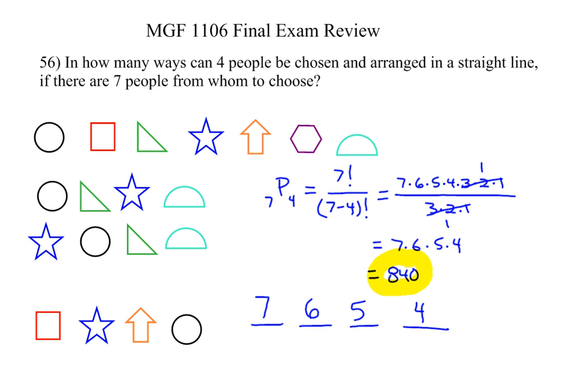The fundamental counting principle tells us that if there are 7 ways to choose this, 6 to choose this, 5 to choose this, 4 to choose this, there are a total then of 7 times 6 times 5 times 4 different ways to choose all 4 of them. Again, that's 840. Same answer, just a little bit different reasoning process.